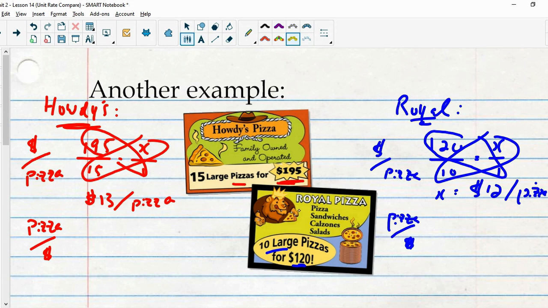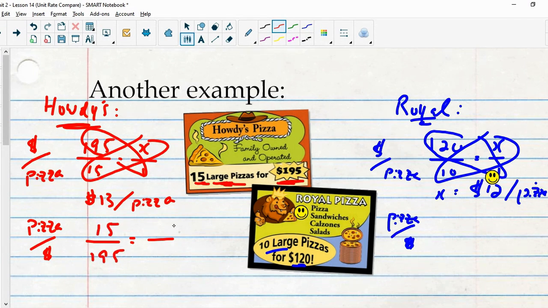Yeah, it's Royal, because it's cheaper. It's $12, $1 less per pizza. So you could take that dollar and, I don't know, buy more shampoo. On the other hand, let's solve it a different way. What if it's pizza per dollar? Meaning, what if it's 15 pizzas for $195? How much is $1 going to get me?